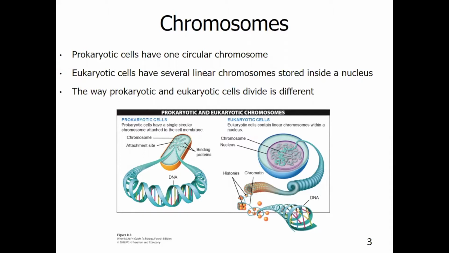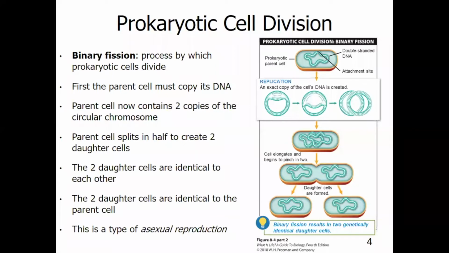Because of this difference, not only in the chromosome structure, but the difference in the structure of the cells, that eukaryotic cells have this nucleus and prokaryotic cells do not, there is a difference in the way prokaryotic cells and eukaryotic cells divide. Prokaryotic cells divide through a process called binary fission. This process is shown in figure 8.4.